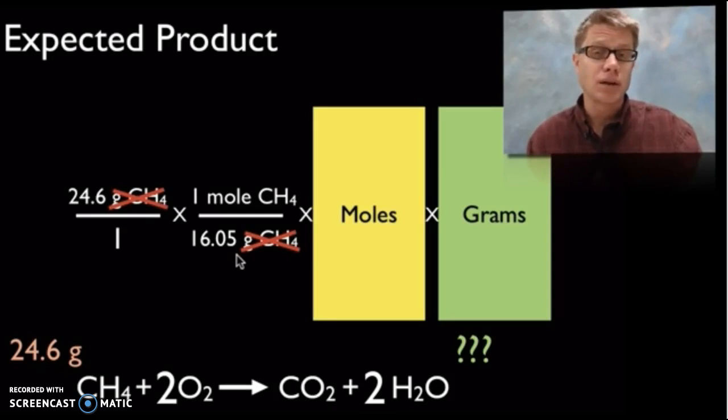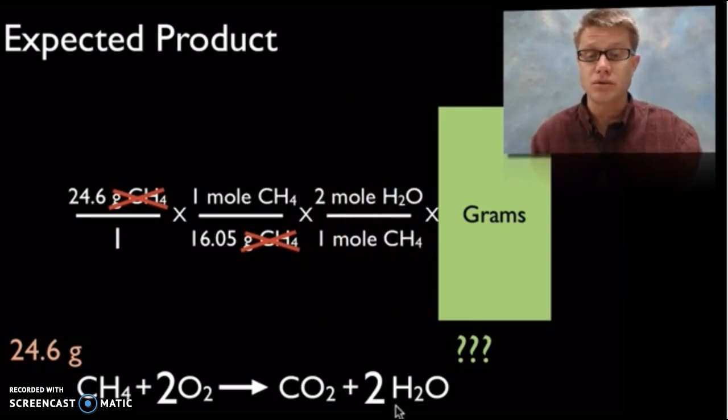Next thing we want to do is we want to bridge the gap. We want to go from the methane over to the water. And so we're going to use a mole conversion to do that. So this 1 mole of methane is going to correspond to 2 moles of water. And so this is the secret of stoichiometry. We can use the numbers in front, these coefficients, and that's going to allow us to bridge the gap.